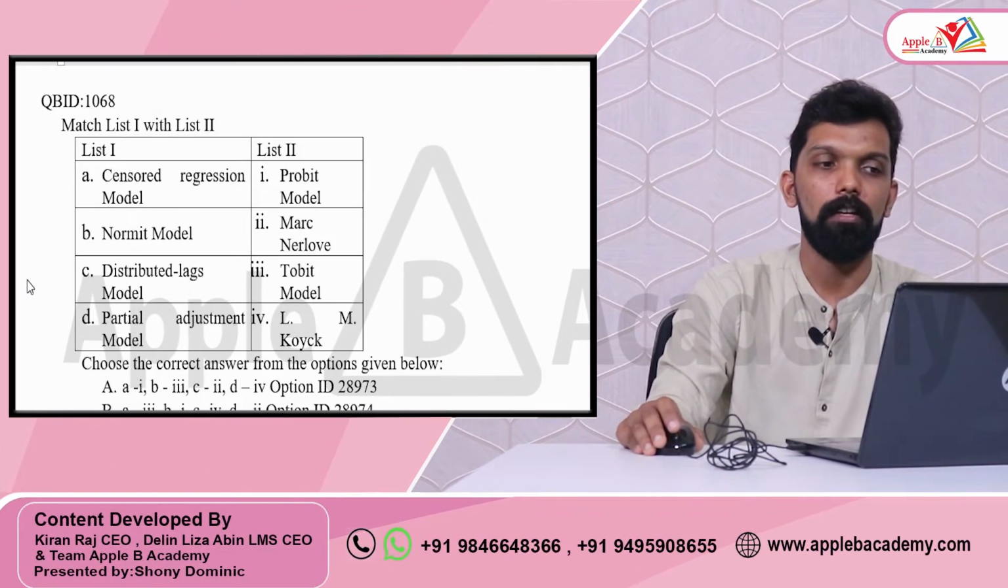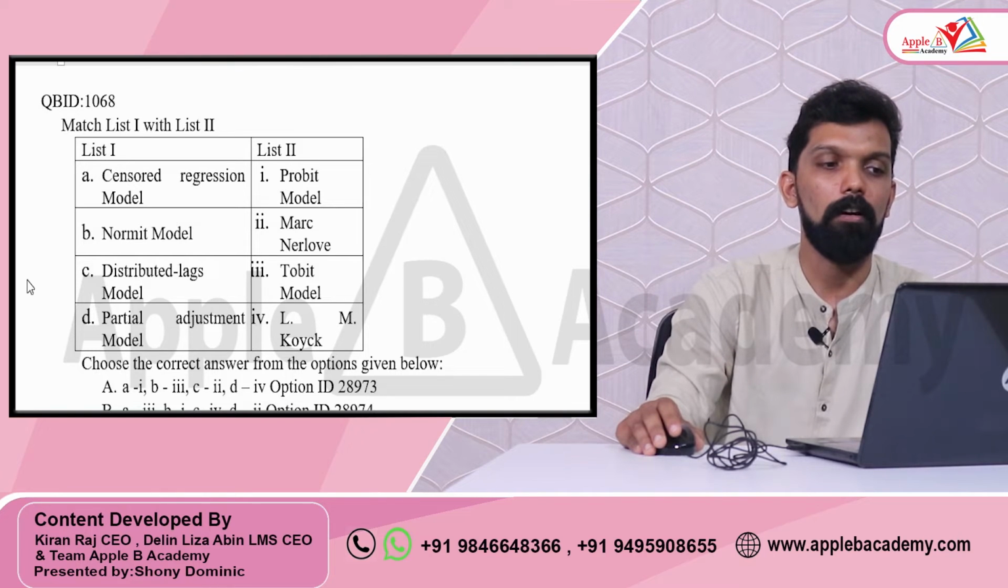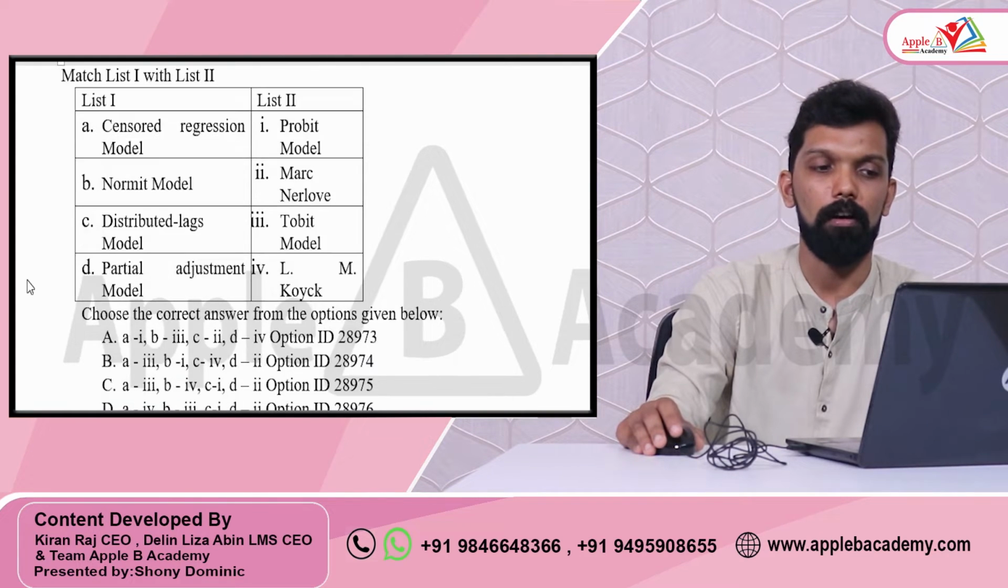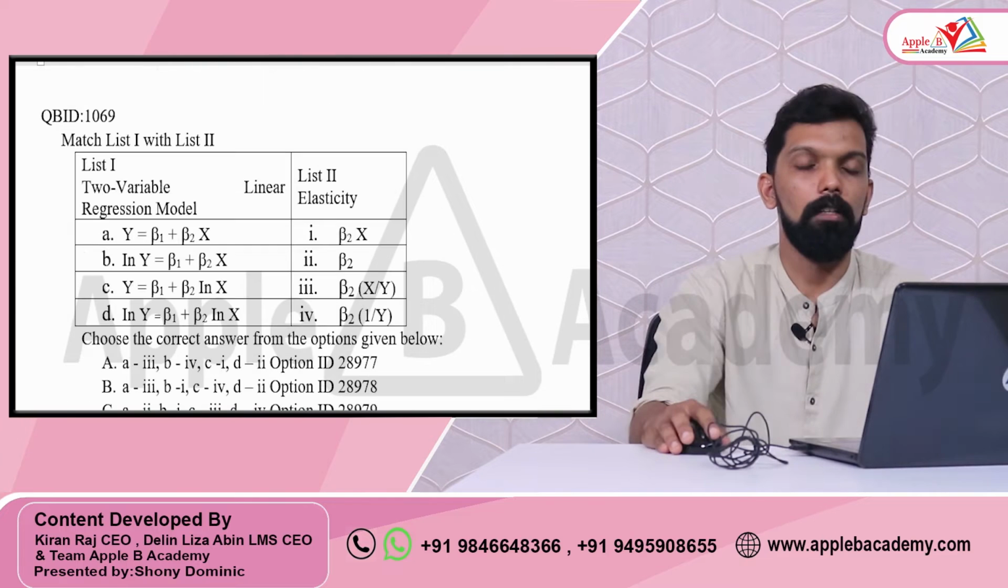So next question, match list 1 with list 2. In list 1 we have a censored regression model, normit model, distributed lag model, partial adjustment model. In list 2, Probit model, Mark-Nerlo-Tobit model, LM Coyer. So we have the right combination, which is option B, A3, B1, C4 and D2.